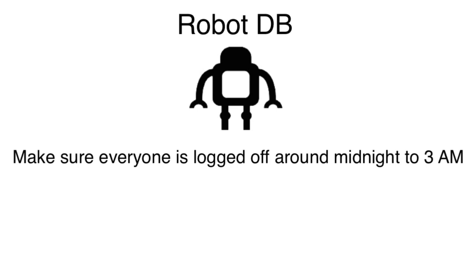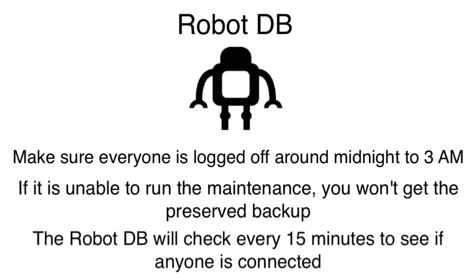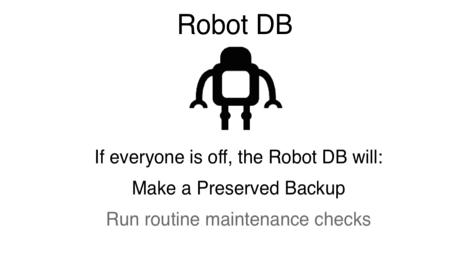You won't get the preserved backup made if they're still connected. RobotDB doesn't run outside of 12 midnight to 3 in the morning. Every 15 minutes it looks to see if people are connected, and if everyone is off, then it does the maintenance and actually restarts the server. It just does maintenance to make sure everything's running correctly and is functional.